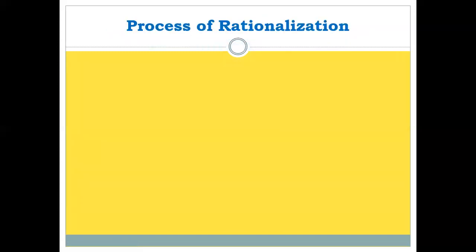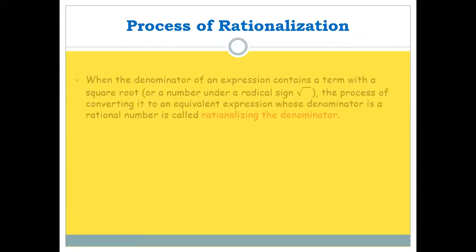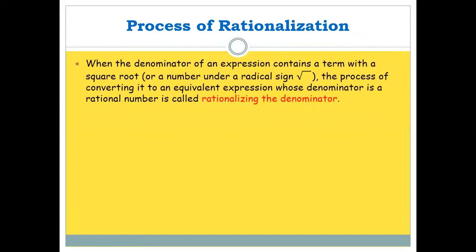Now next, we have the process of rationalization. We need to understand what rationalization is. First we have to understand this. When the denominator of an expression contains a term with a square root, that is also called the radical sign, the process of converting it to an equivalent expression whose denominator is a rational number is called rationalizing the denominator.